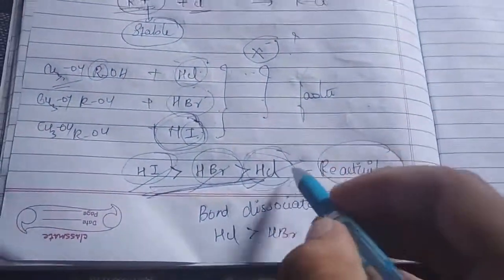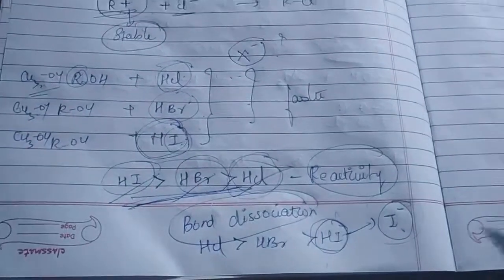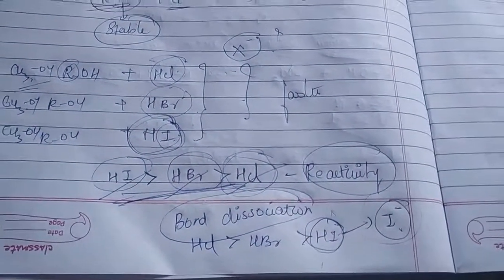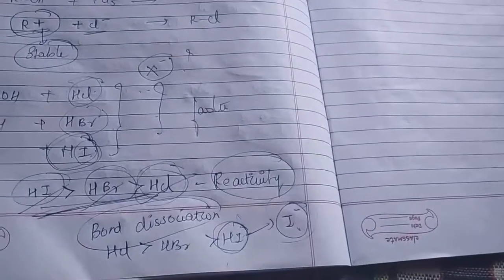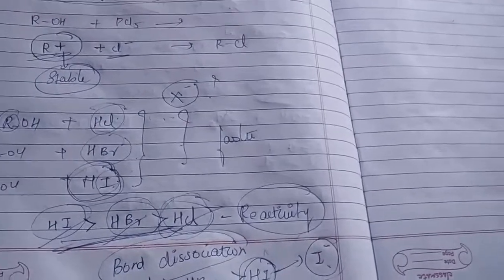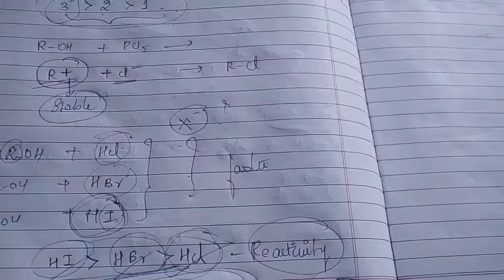Why? Because the answer is in bond dissociation enthalpy. The energy required to break the HI bond is very low. So that is the reason HI will be easily ionized to give an iodide ion, which can easily go and attack the respective carbocation, giving the product at a faster rate.